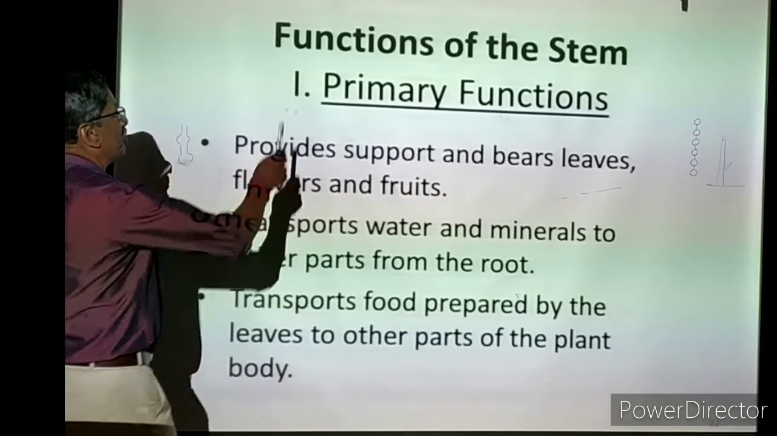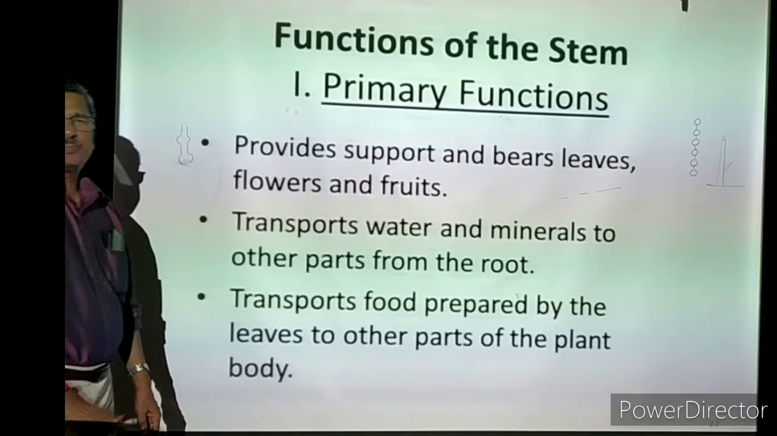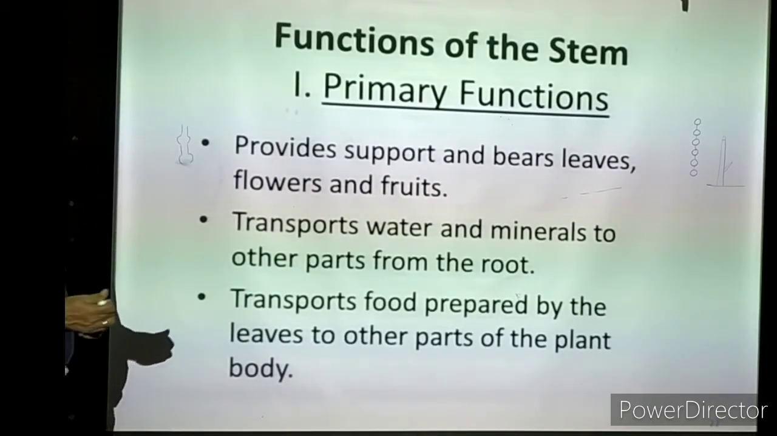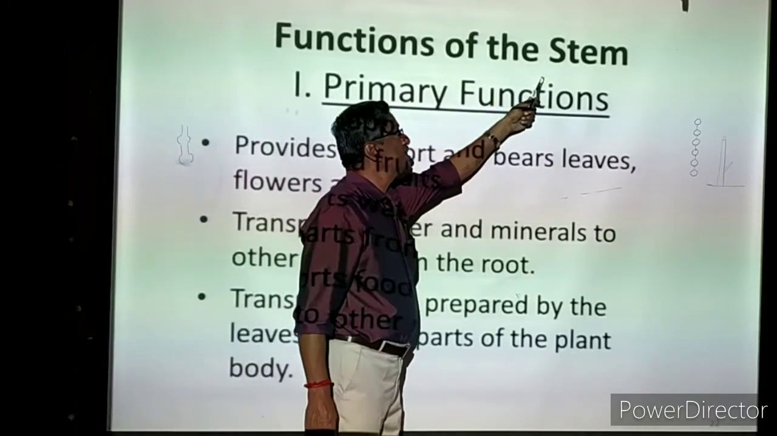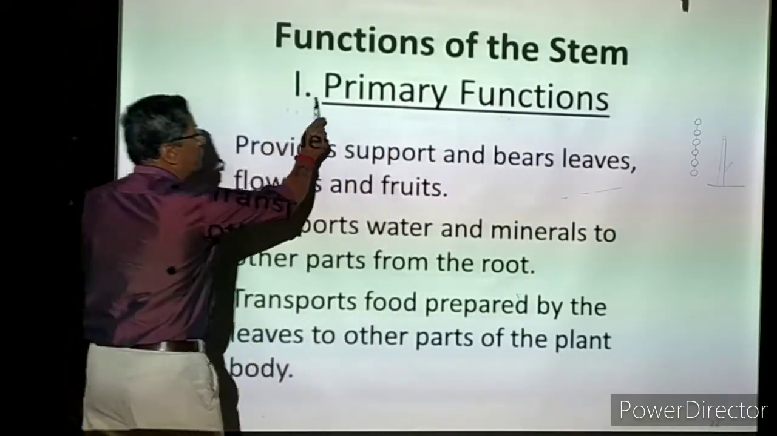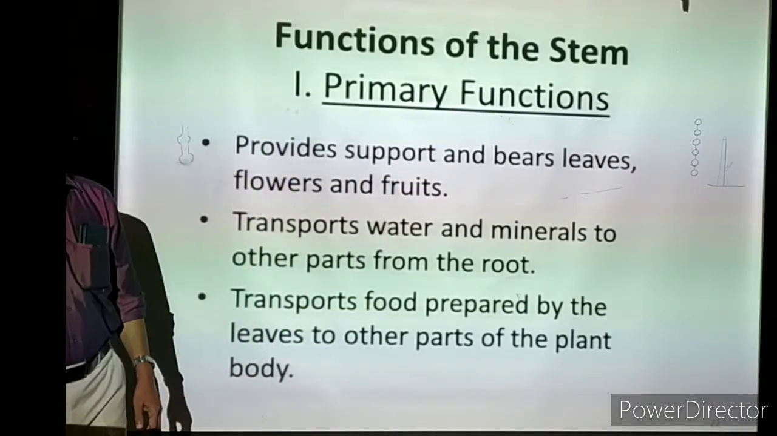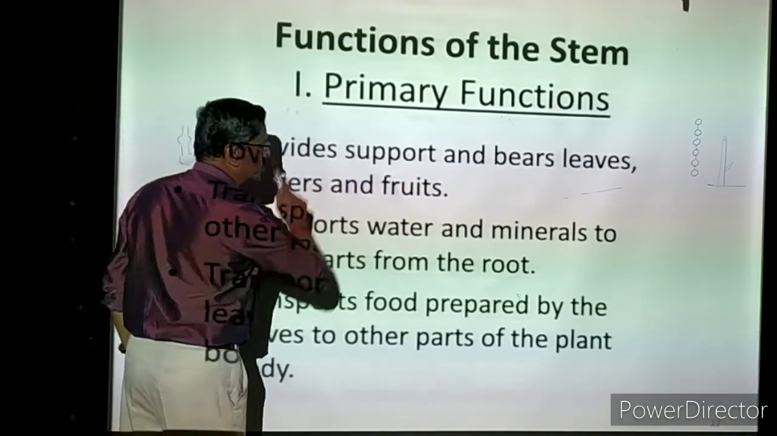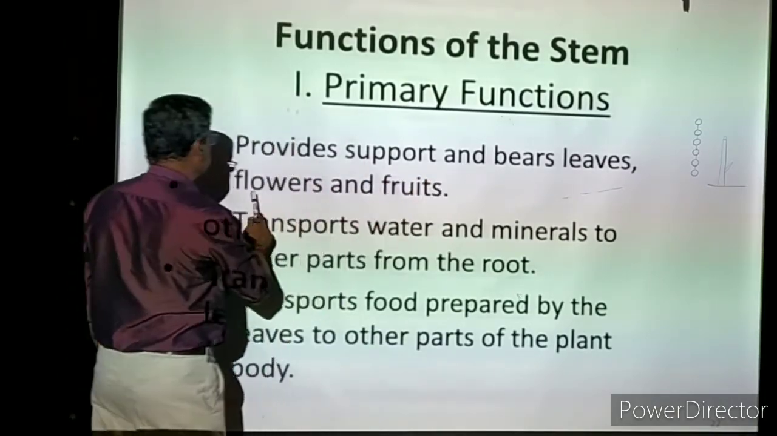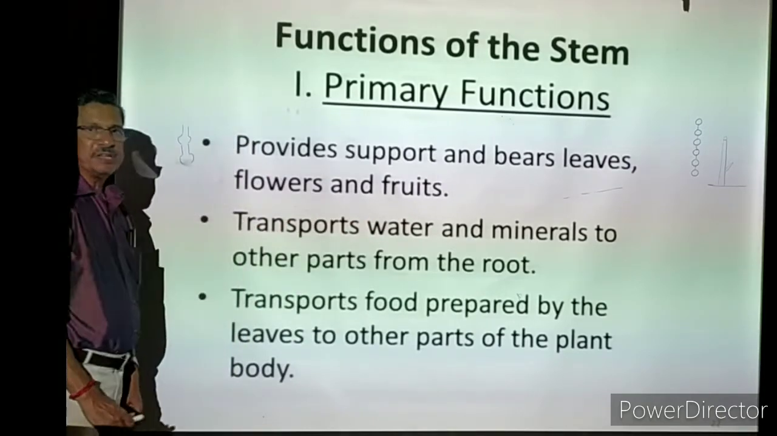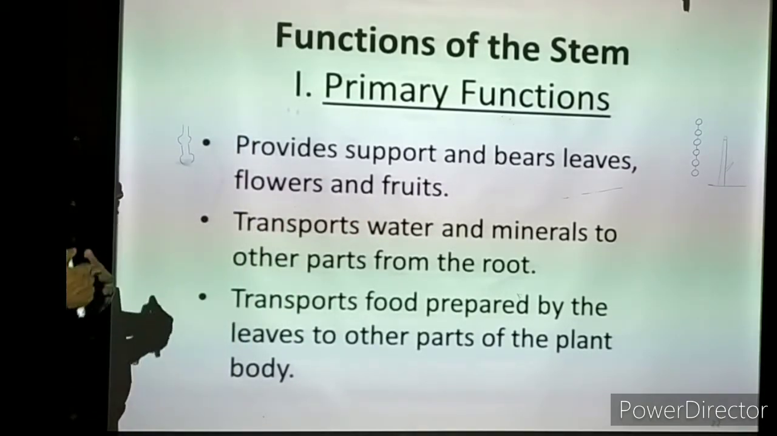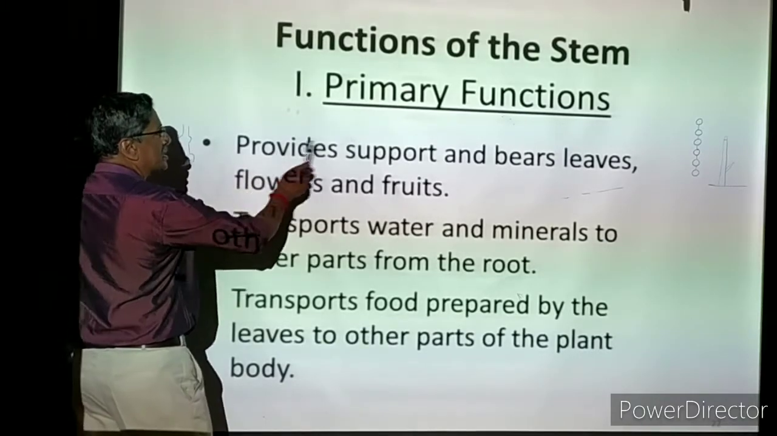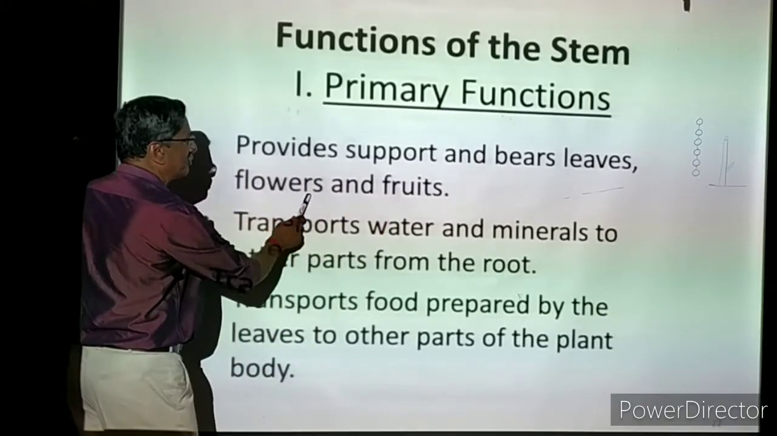Now we are going to study the functions of the stem. Any organ of the plant, if you take, has its own specific functions. So we are going to see what functions are done by the stem. First, primary functions. They are the important, main functions. The stem provides support and bears the leaves, flowers and fruits. The stem is giving main support to the plant. The stem is bearing the branches, the leaves, flowers, fruits, everything.